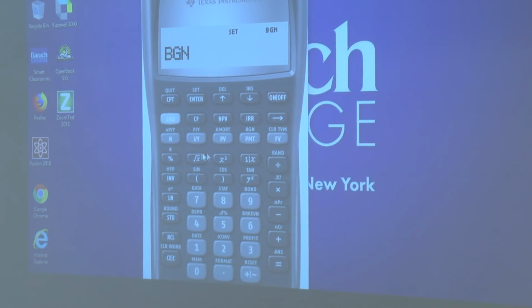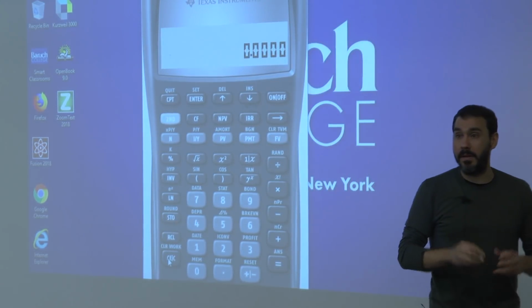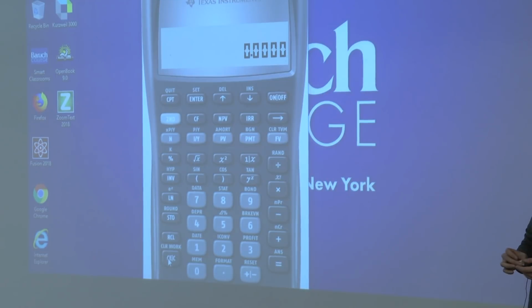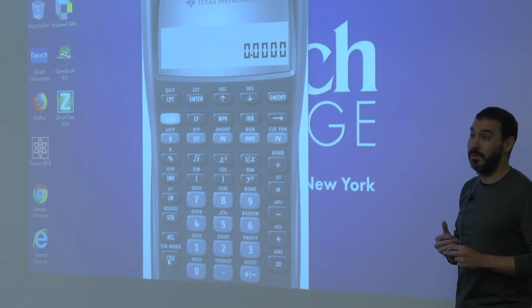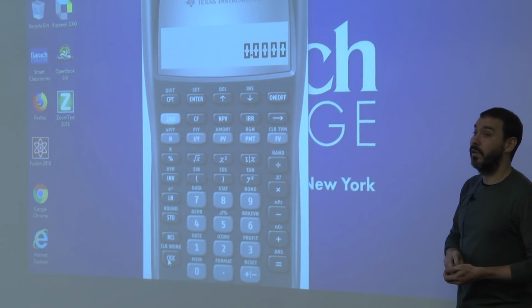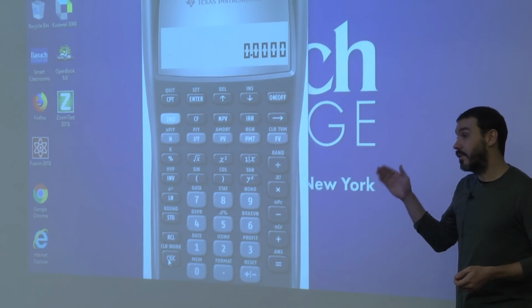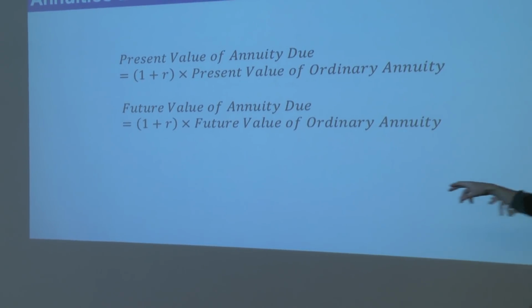I remember some students told me I do everything in end, and then if it's an annuity due, I multiply by 1 plus r. That's the factor they're off by. I'm not telling you you should. I'm just telling you, if you are the type of person who systematically forgets to bring the calculator out of begin mode, then maybe it's worth knowing this is the factor they're off by.